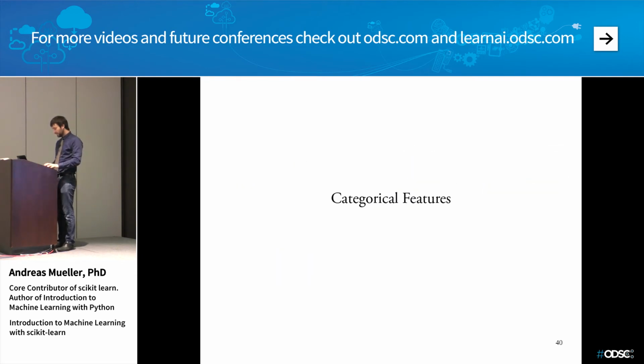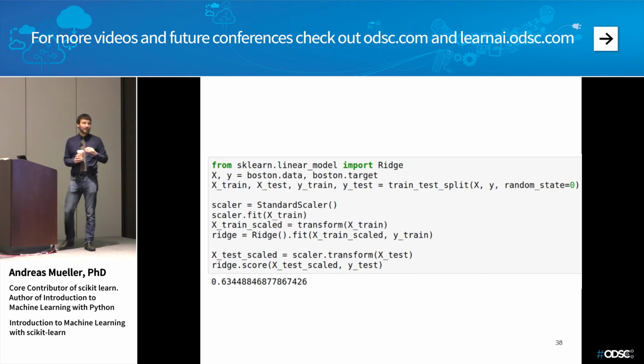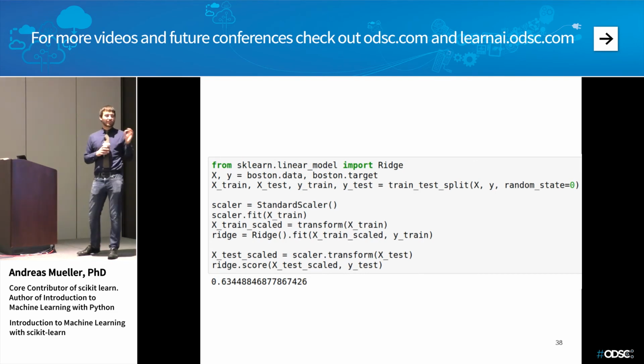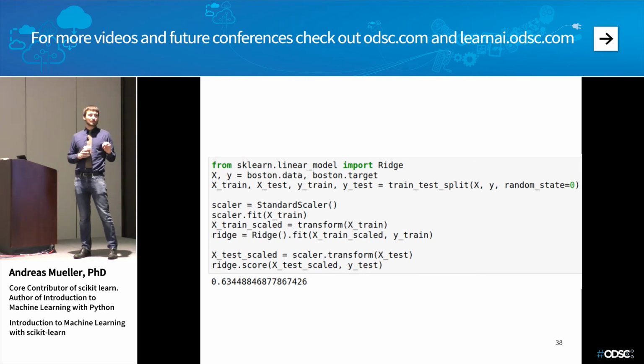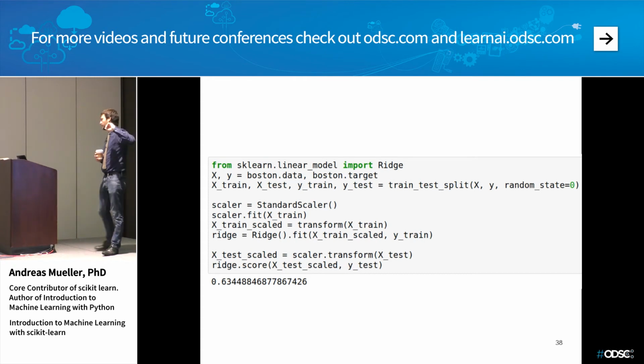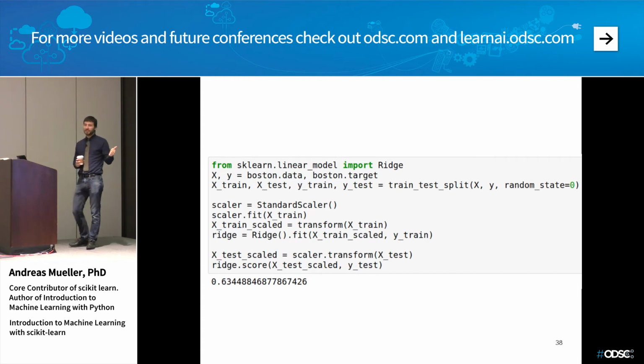So scaling is one of the main preprocessing methods that are important for many models. There's, I don't know, like 6 different scalers now. I think the most commonly used ones are standard scaler, which is zero mean unit variance, and min-max scaler. Min-max scaler scales everything between a minimum and a maximum, usually between 0 and 1.